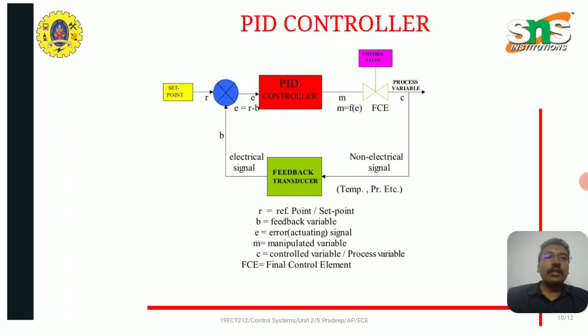The PID controller is shown in this figure. In this figure, R is the reference point or set point, B is the feedback value, E is the error signal, M is the manipulated variable, C is the controlled variable or process variable, and FCE is the final control element.